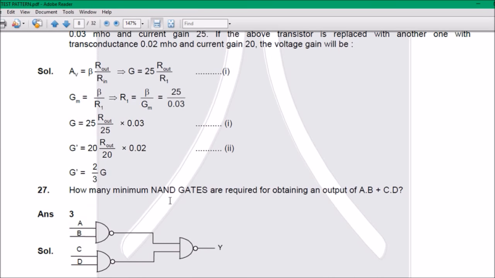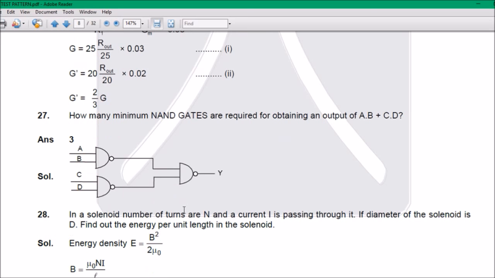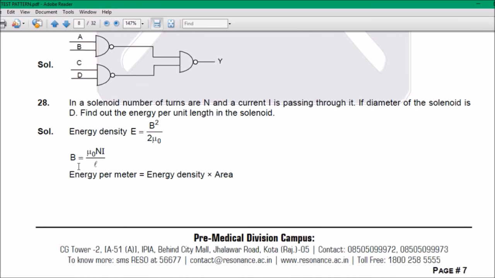And then, how many minimum NAND gates are required for obtaining an output of A.B plus C.D? Answer is 3. Okay, the diagram you will have, it has not been fully drawn. Question number 28. Energy per meter is equal to energy density into area. B is equal to mu naught Ni by L.